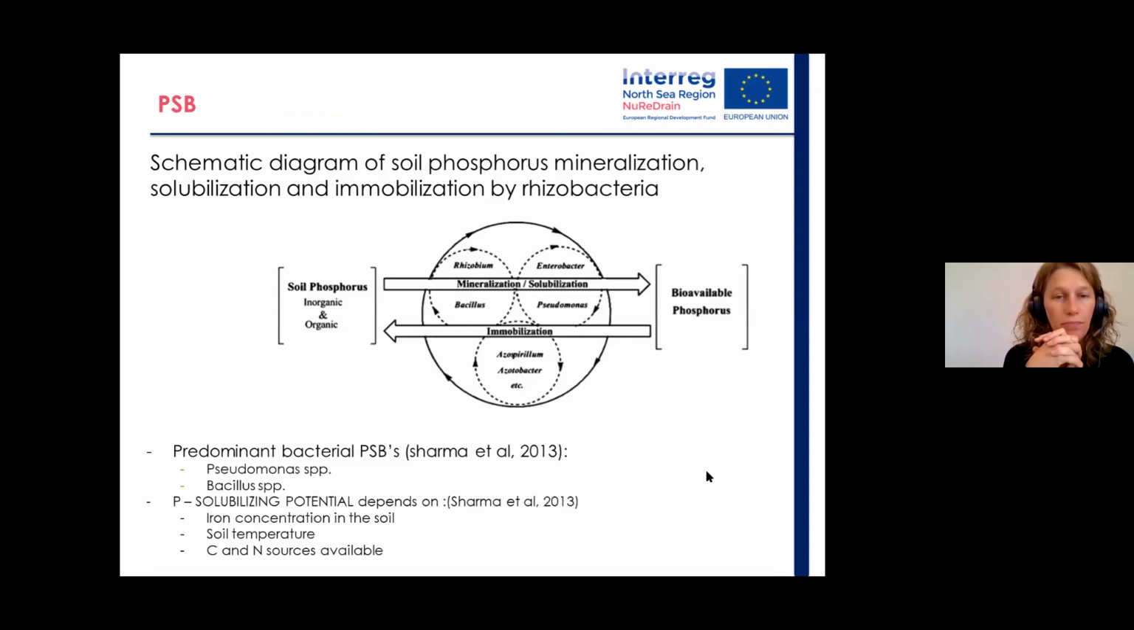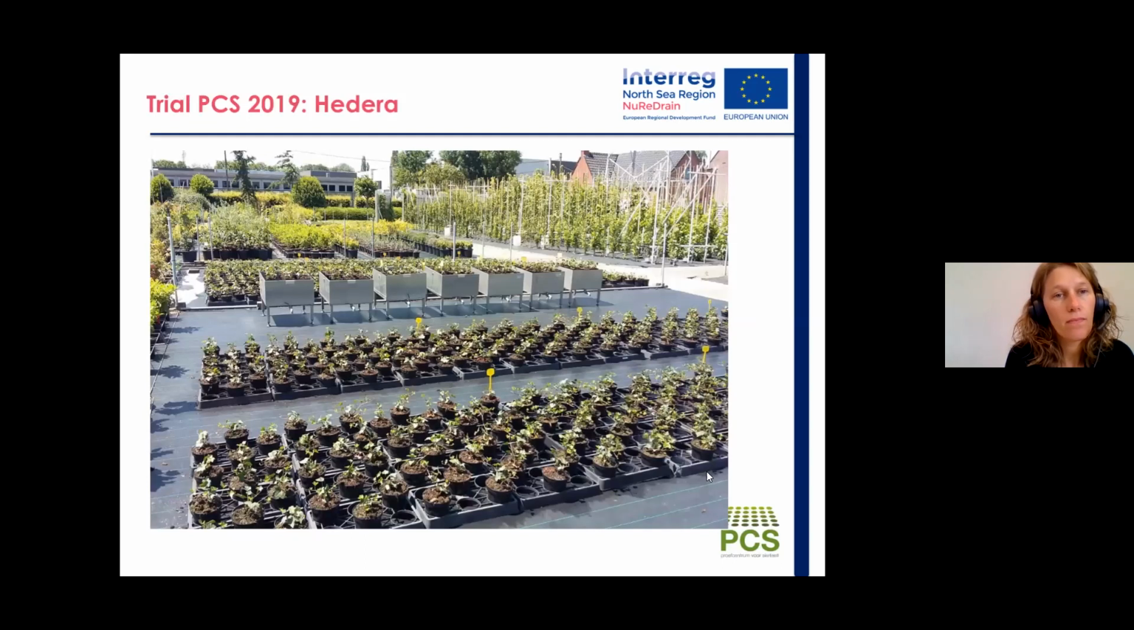There exist phosphor-soluble bacteria, or phosphor-soluble microorganisms, that maybe can help us do the desorption for us. You have inorganic phosphor and organic phosphor, so it wasn't the same as to which PSB we would use, but companies helped us to choose the right ones. And we did another trial then the next year, and we chose therefore Hydra.